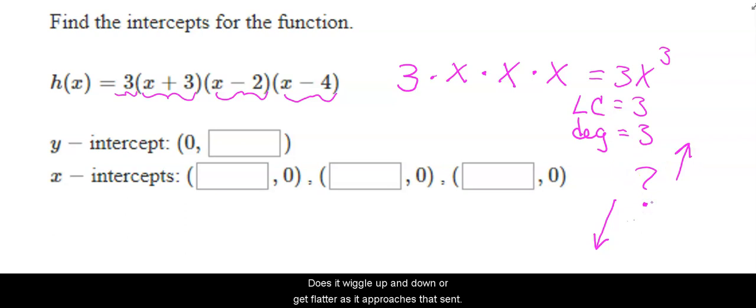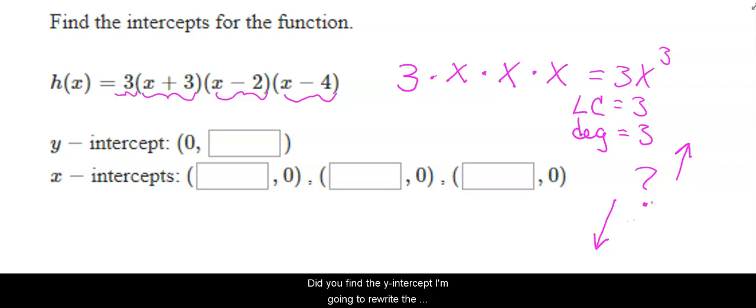Does it wiggle up and down or get flatter as it approaches that center point? To find that out, we need to find the intercepts. That would be the y-intercept and the x-intercept. The y-intercept comes from allowing the x-coordinate to be 0.